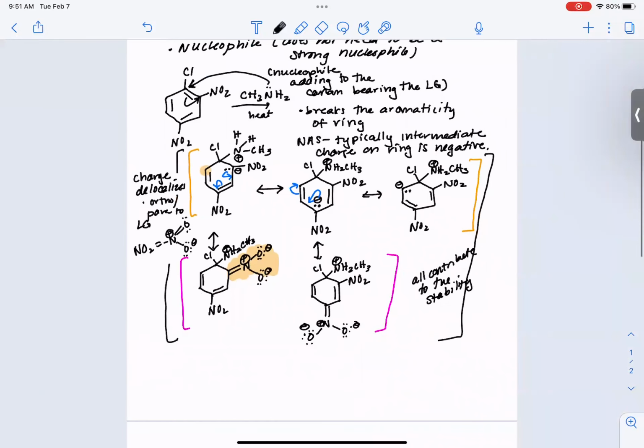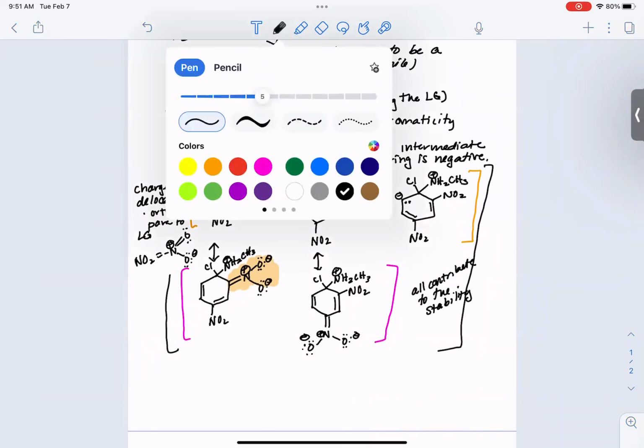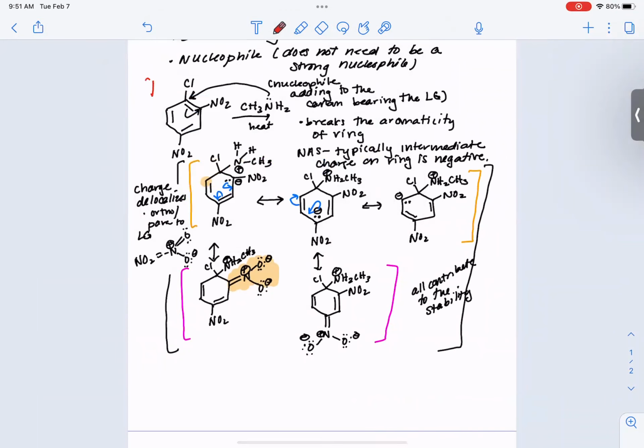I'll zoom back out just in a minute. If you look here, I'll label this step 1. That's the addition step where I have that red step, that 1. Then what we have beneath it is the resonance of the intermediate. Step 2 is going to be the elimination step.